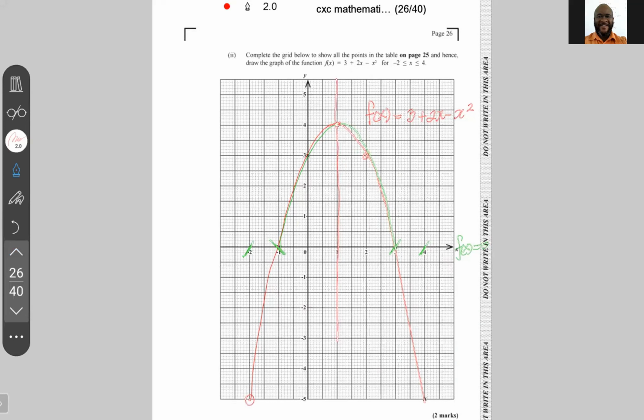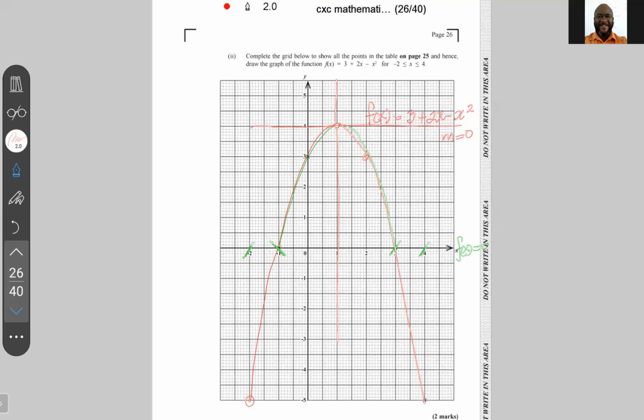Now, the gradient of a curve is equal to the gradient of the tangent to the curve. Guys, the tangent to the curve at the maximum turning point is a horizontal line. And the gradient of a horizontal line is 0.